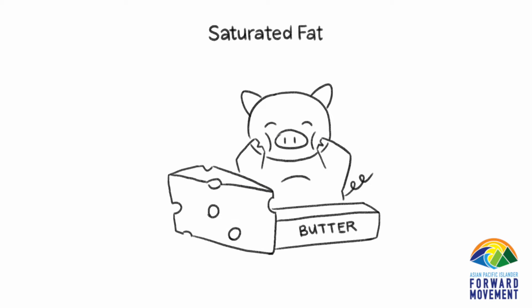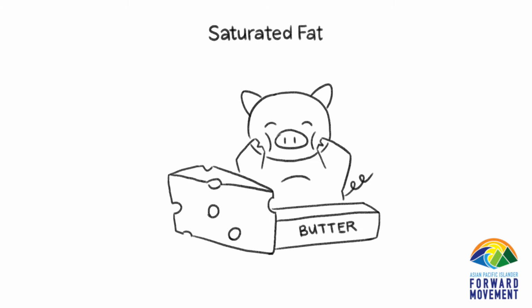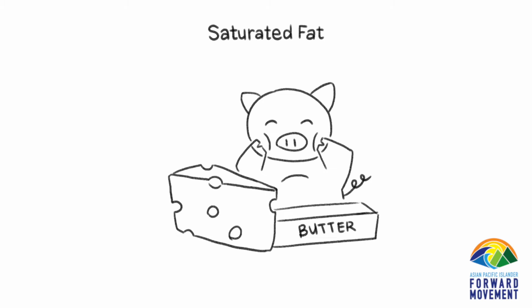Saturated fats are typically solid at room temperature, like butter or animal fat. This is because fat molecules are saturated with hydrogen molecules. Saturated fats are associated with an increased risk of cardiovascular disease, or heart diseases.